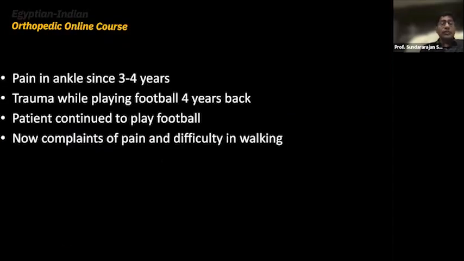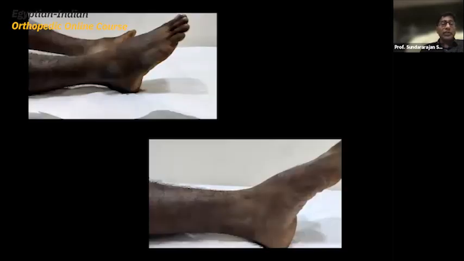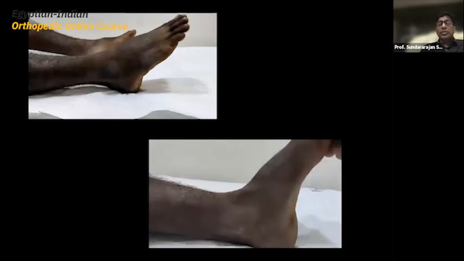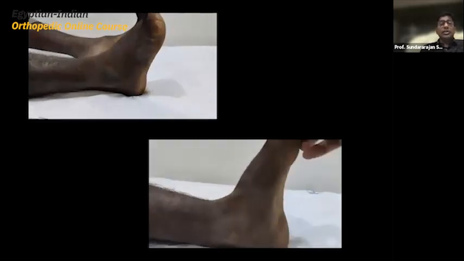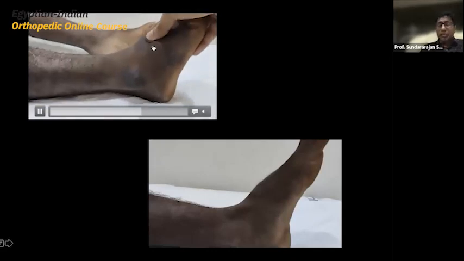This is a case of a patient who presented with pain in the ankle for 3 to 4 years, a very young chap. Trauma happened while playing football 4 years before, and he carried on playing with that. And now he had severe pain and reduced dorsiflexion on the affected side. We can see that on the normal side, it has a good dorsiflexion. And you see the affected side in the above picture video, it has very much limited dorsiflexion.